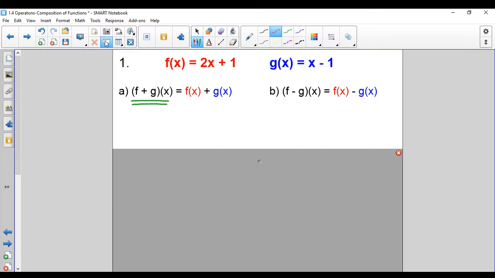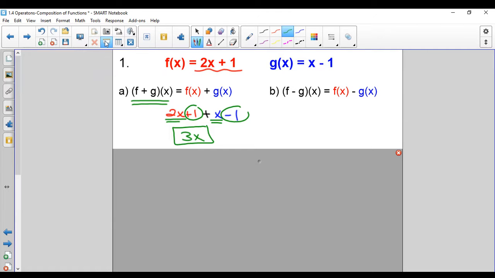Well, f of x is 2x plus 1. G of x is x minus 1. So we literally just add those two equations together. Combine like terms afterwards to finish it out. We get 3x. The ones actually cancel, and that's all we get. All right, so when you find f plus g of x, all you get is 3x.